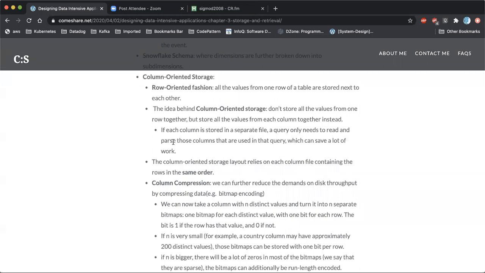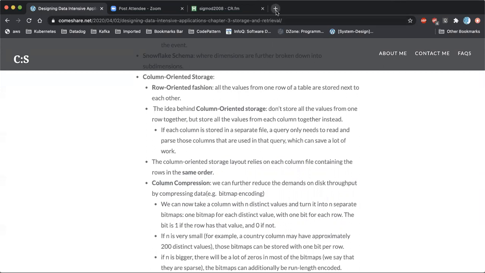Has anyone used any OLAP database, or has anyone any experience? Yep, that's a good question. In general, OLAP would be the data warehousing solution. So what would be an example?